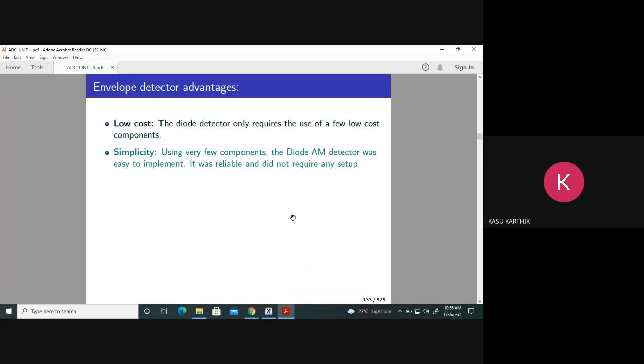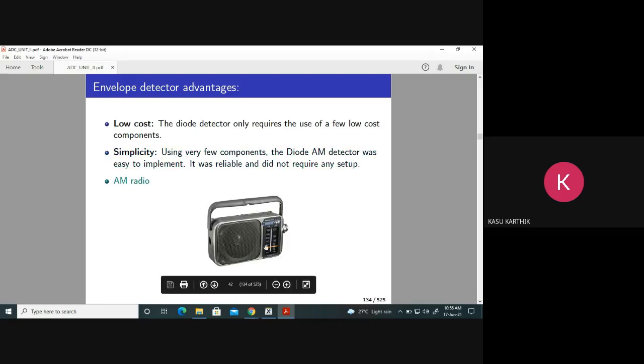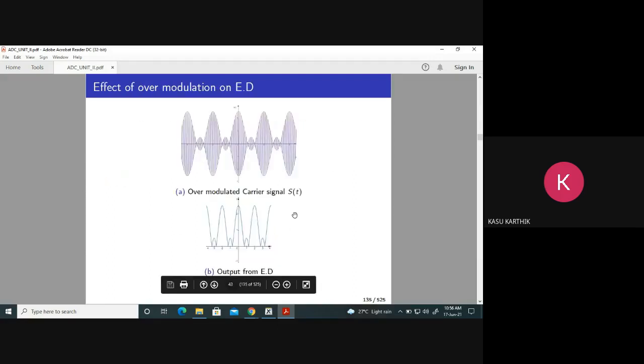What are the advantages? As you see in the circuit diagram, it is very simple and low cost. This is an AM radio receiver, which contains an envelope detector as a demodulator. You might have seen these things. This is a receiver set. What does AM radio mean? Amplitude modulation radio, which means transmitting your audio using amplitude modulation, and this is a receiver. As you know, the effect of over modulation is this, which is not at all proportional to m(t). In fact, it is proportional to mod of m(t).